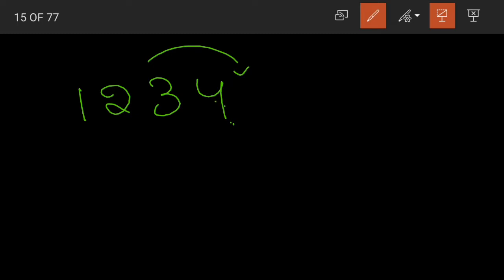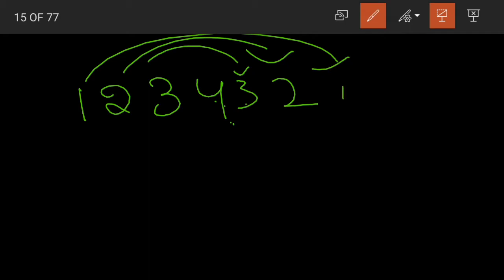See children, what they are doing is, suppose I am writing the numbers 1, 2, 3, 4. I start writing from 1 and I end at 4. After 4, again I will write the reverse. After 4, 3, 2, 1. Clear?